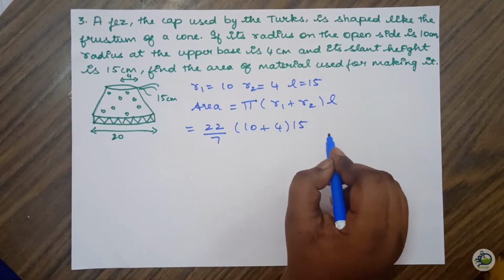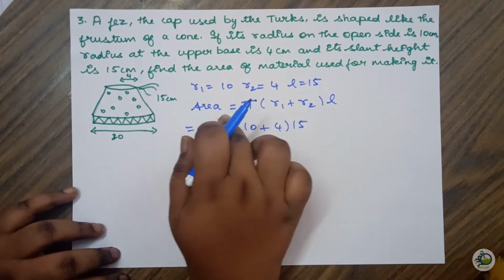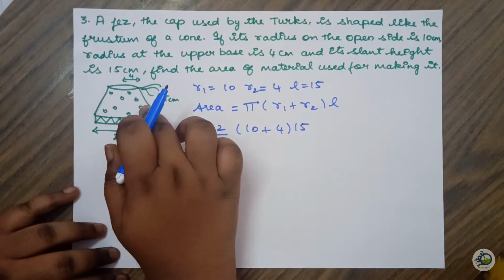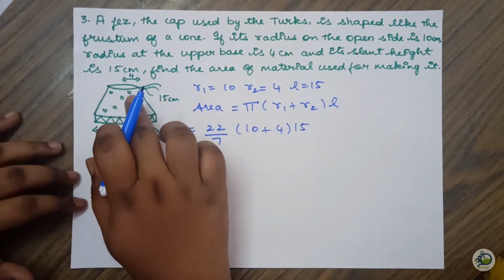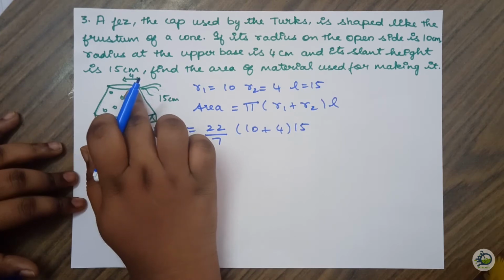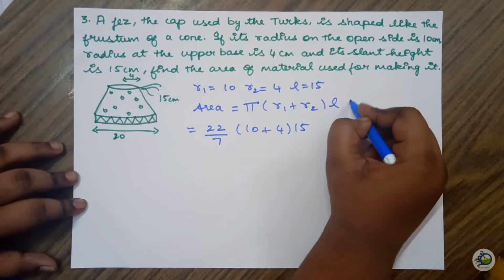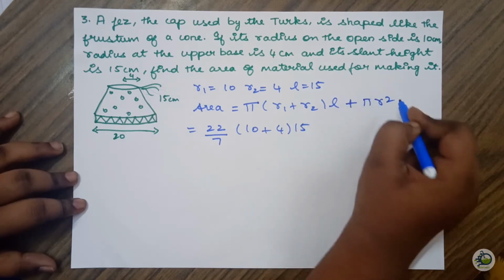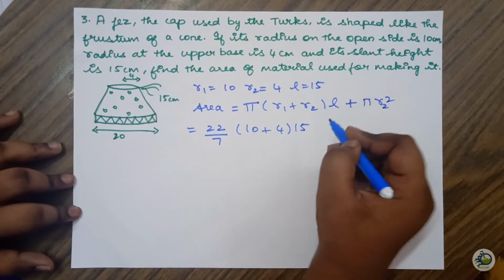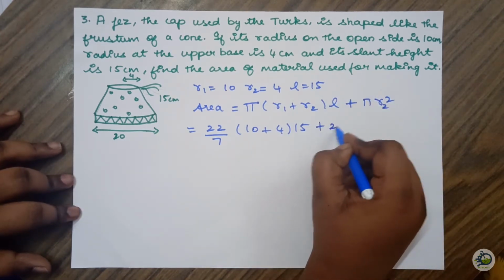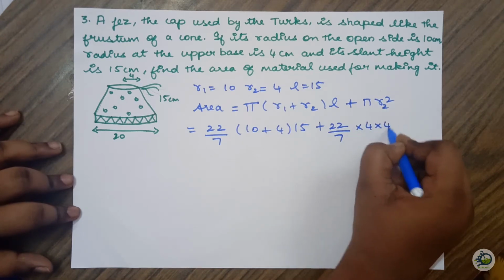Here we have to note that we are going to find the area of material used for making it. This area is only the surrounding material needed to make this cap. We know that the upper lid of the cap should be made to close it. So it is nothing but a circle, so we have to add the area of the circle, pi r square. This r is the upper radius, R2. So here I will be adding 22 by 7 into r square, which is 4 into 4.